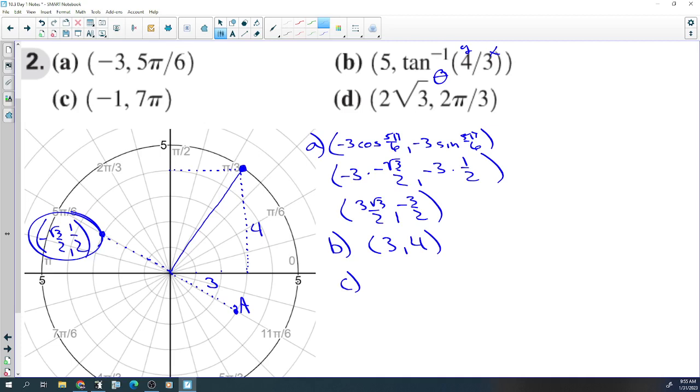Letter C, -1, but 7 pi. Well, pi is 1 pi, and then if you go all the way around, it's 3 pi, and then it's 5 pi, and then it's 7 pi. So over at pi is 7 pi, but then back 1 would be right here. So this is point C. This was point B. It's 1, 0, isn't it? We can do -1 cosine of 7 pi and -1 times sine of 7 pi, but it's the point 1, 0.